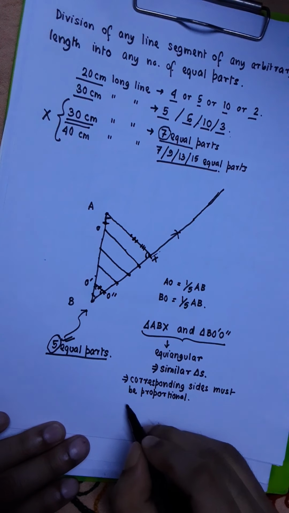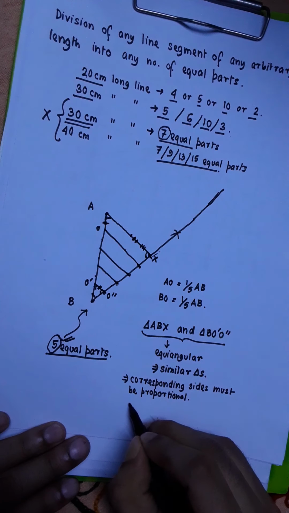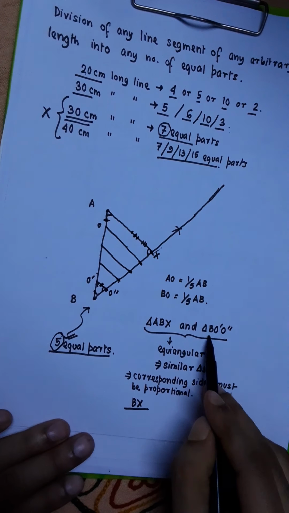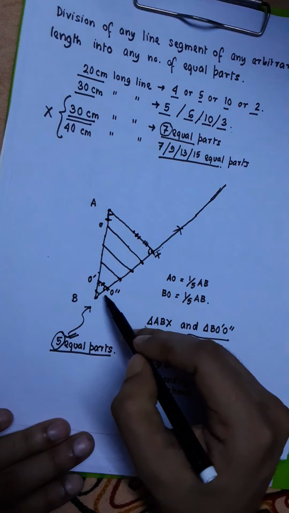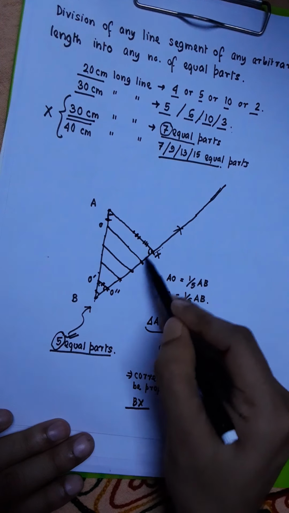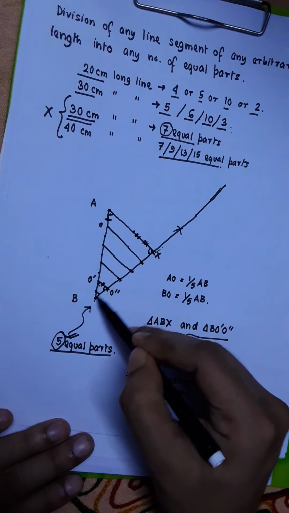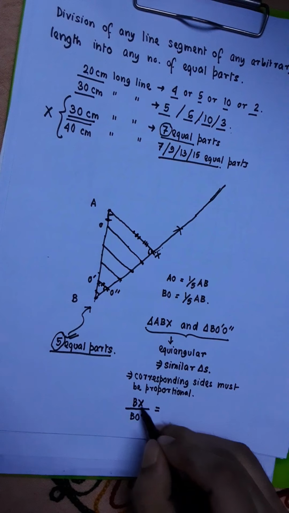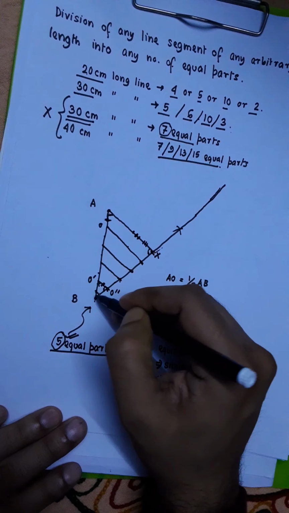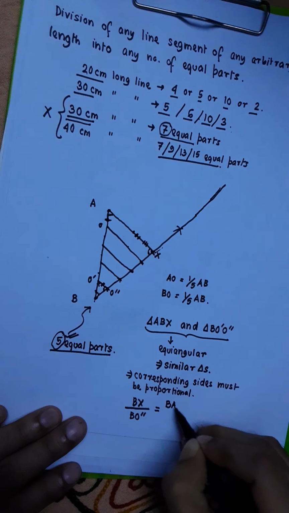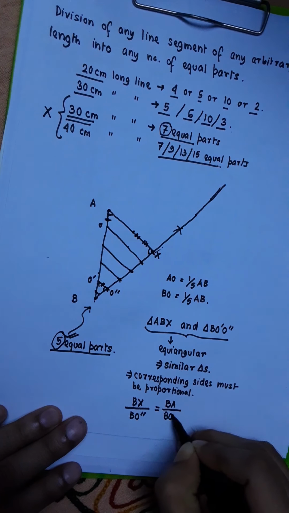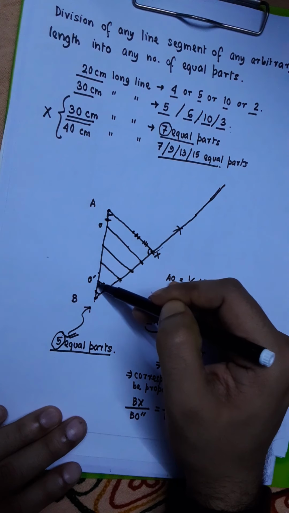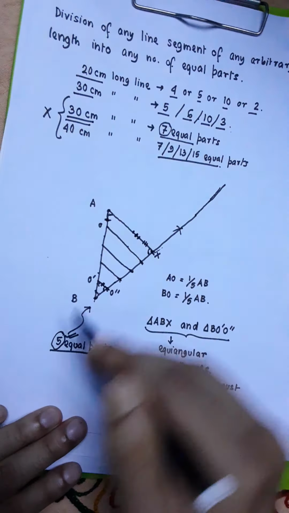So in this triangle ABX, if we take the side BX, then in the triangle BO dashed O double dashed, which is the corresponding side of BX, the corresponding side of BX in this small triangle is BO double dashed. Their ratio should be equal to, in the large triangle if you take the length BA, then in the small triangle you have to take the length BO dashed, because the side corresponding to AB in the large triangle is BO dashed in the small triangle.